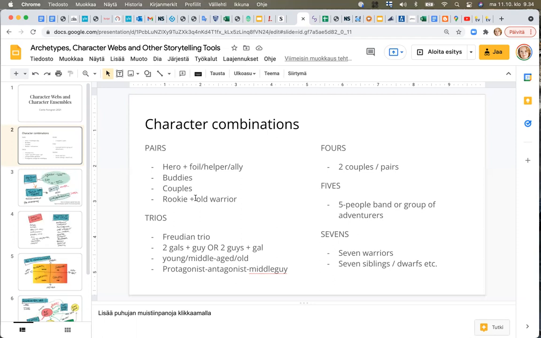Then we have trios, where for some reason I started with the Freudian Trio.